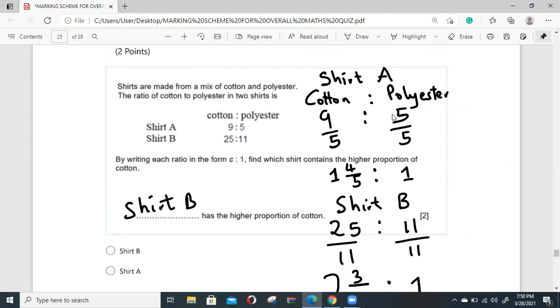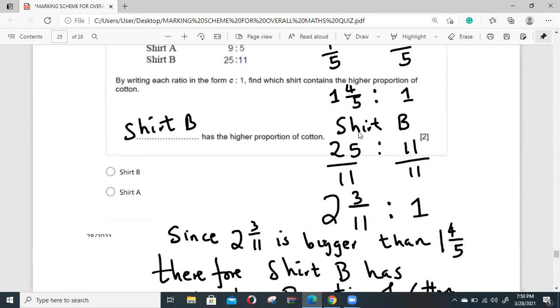So 9 over 5, to get 1 over there, you divide by 5 on both sides. And then you write this result as a mixed number. This will be 1 and 4 over 5. 5 divided by 5 equals 1, which is the one they're talking about. Same applies to shirt B.